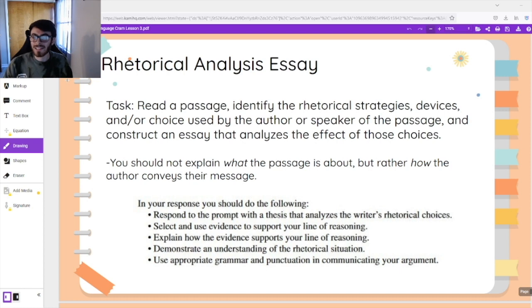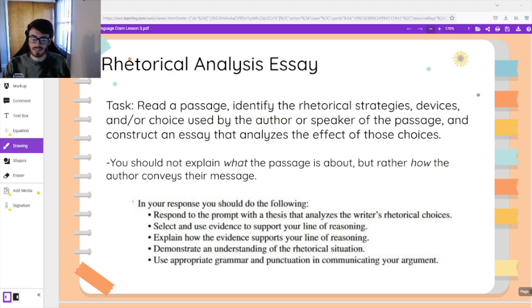You shouldn't explain what the passage is about, but rather how the author conveys their message. Rhetorical analysis is not giving a summary of the passage. It's not saying, the author makes these points. It's not, I agree or disagree with the author. It is only about the techniques that the author uses to convey their ideas, the way that the passage is written. That's what your rhetorical analysis essay should focus on.